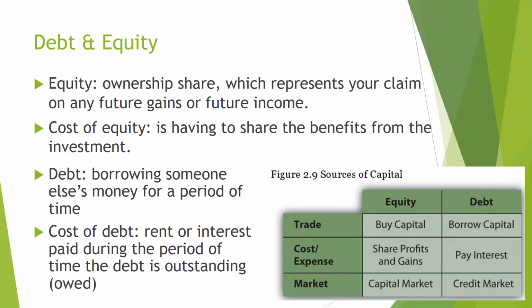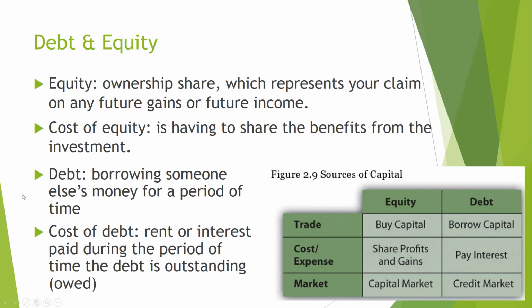Now let's talk about debt and equity. You can buy capital from other investors in exchange for an ownership share. This is known as equity, and it represents your claim on any future gains or future income. Now, the cost of equity, though, is that you have to share the benefits from the investment. So if things aren't working out so well, you are also sharing in the losses in proportion to the share of the asset that you own.